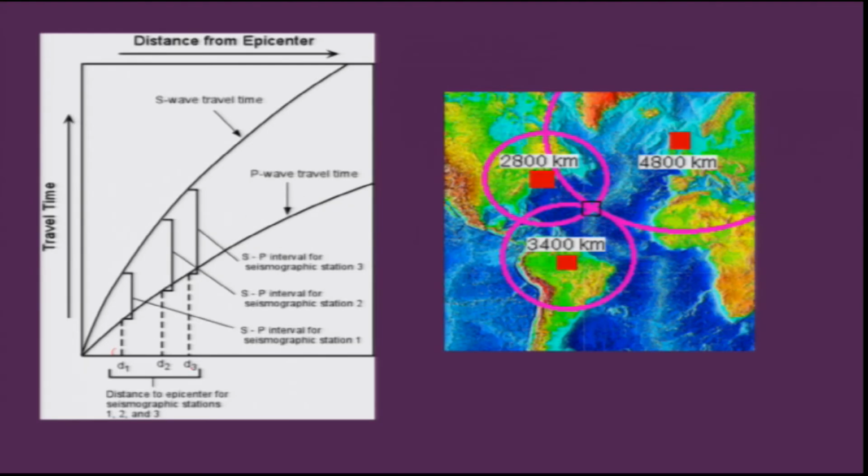With the help of that, you put circles, and the intersection of the 3 circles will give you the point which is the epicenter of that particular region.